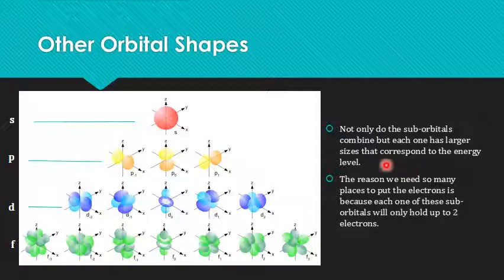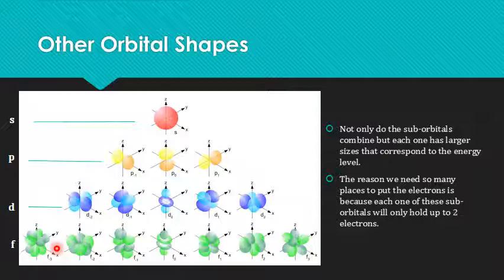I kind of touched on that already. So not only do our suborbitals combine, but each one has larger sizes that can correspond to the energy level that we're talking about. So the reason we need so many places to put all these electrons is that each one of these suborbitals, every single one of these shapes, will only hold 2 electrons. So no matter how complex it goes from being a sphere to this crazy shape down here with the f orbital, it will still only hold 2 electrons.